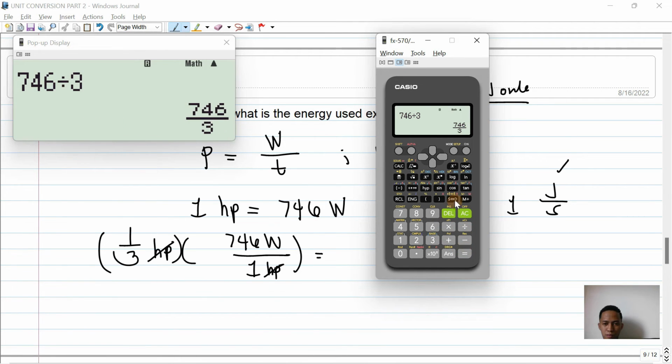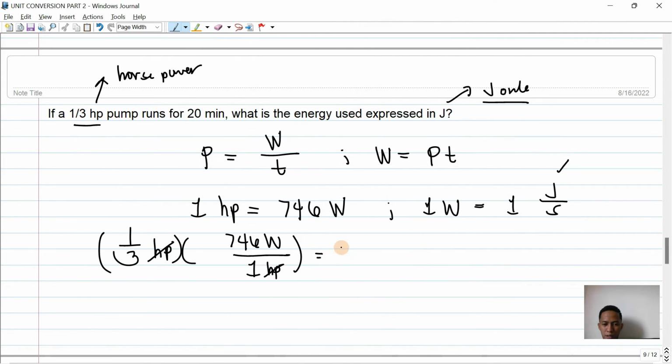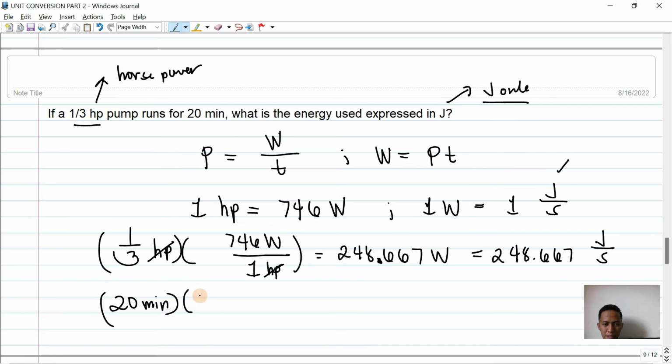Okay, so that gives you 248.667, that is watts. Okay, or ang watts natin is just joule per second. Okay, so yung 20 minutes naman, convert natin to second. So we have here 60 seconds per 1 minute. Okay, so minutes will cancel out.